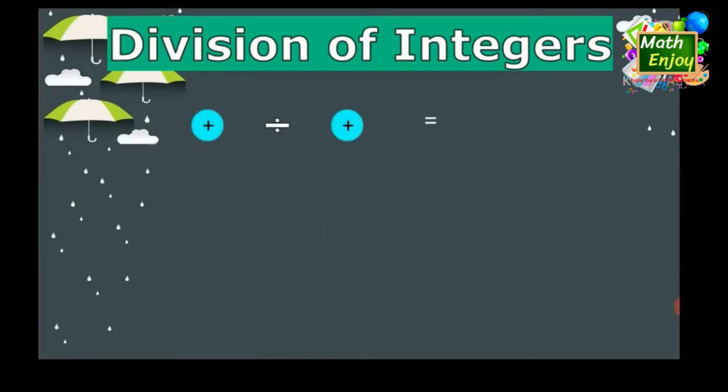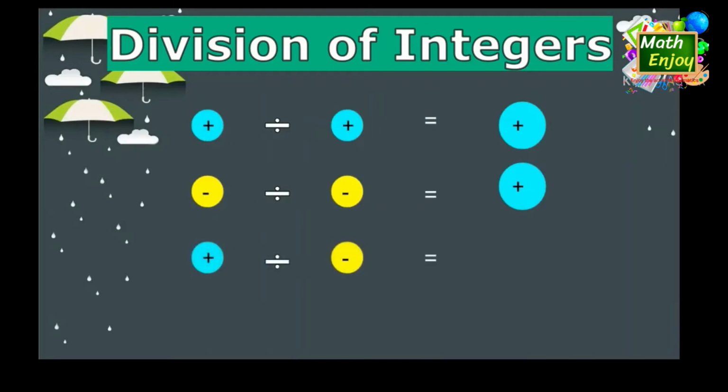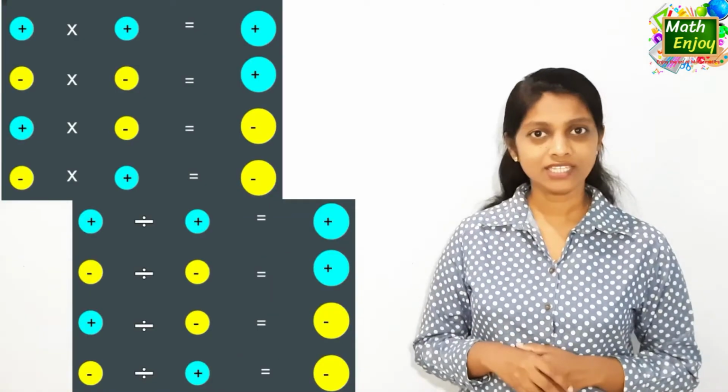In the same way, if you divide a positive number by another positive number, you will get a positive answer. If you divide a negative number by another negative number, then also you will get a positive answer. But if you divide a positive number by a negative number, your answer is negative. If you divide a negative number by a positive number, your answer is negative. Did you understand these rules?